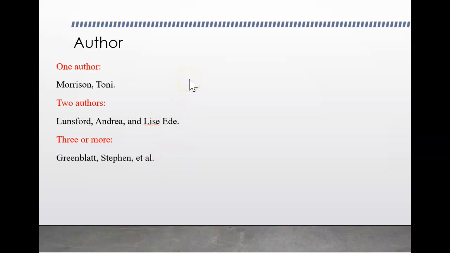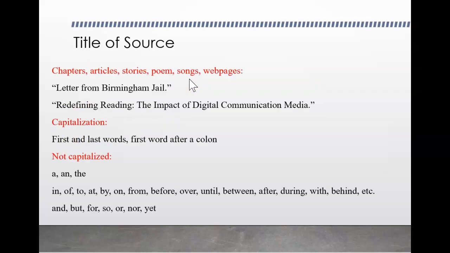If there is no author's name, the first thing in your citation should be the title. Now, if there is an author's name, the second thing will be the title of the source. Now, you might think of this, again, as the title and the container. We're talking about the title here. So this would be the smaller work, chapters of a book, articles in a journal, stories in a collection of short stories. Poems, songs, web pages, these sort of things appear in a bigger work, a container. So they go in quotation marks.